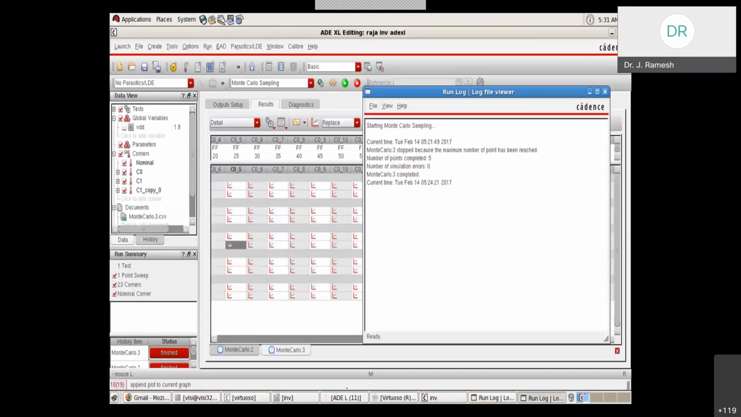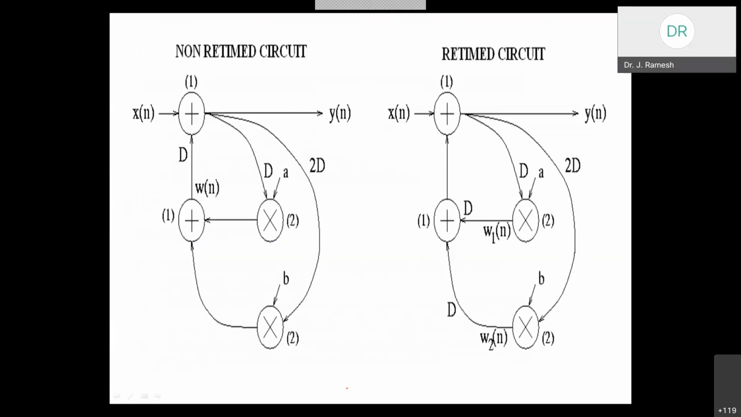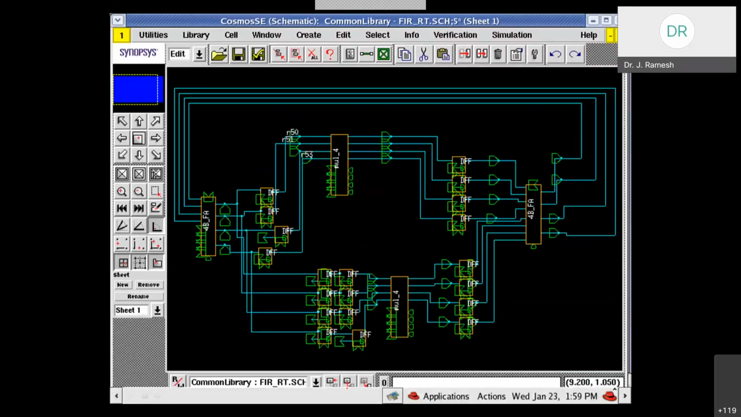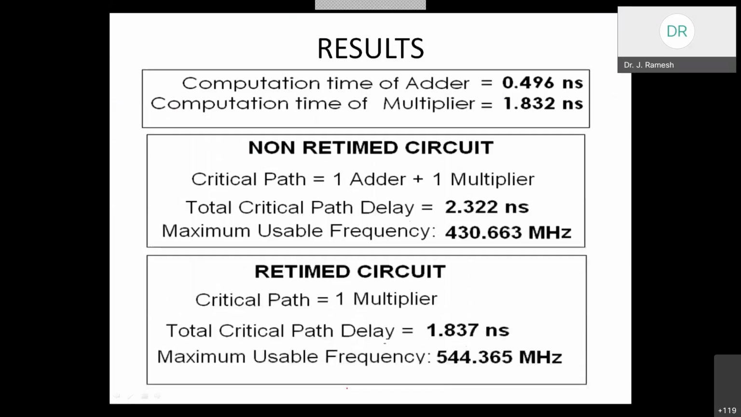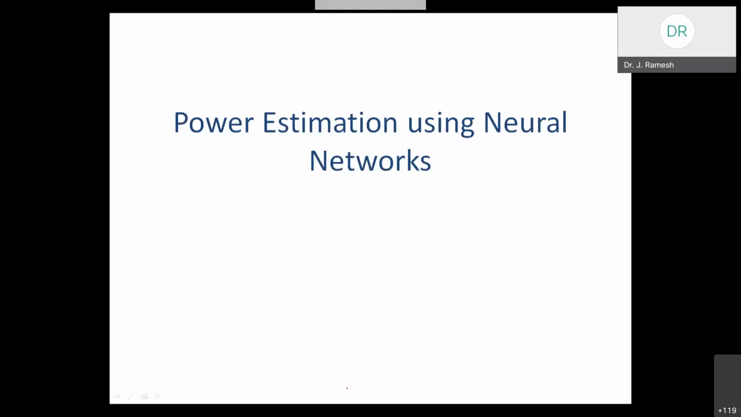Multiple simulation is also very much required, because whenever we want to vary the process parameters, we can sweep those process parameters with the help of Monte Carlo simulation, so that we can prove that our design is robust even for variation in temperature, oxide thickness, and threshold voltages. So that can also be proven. In this work, we have gone for power estimation using neural networks.